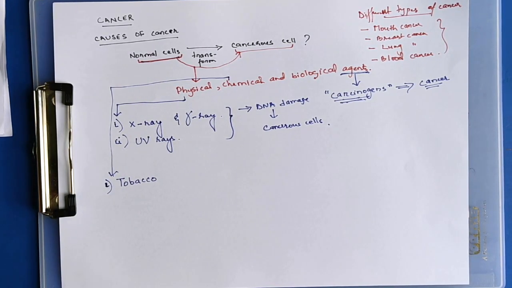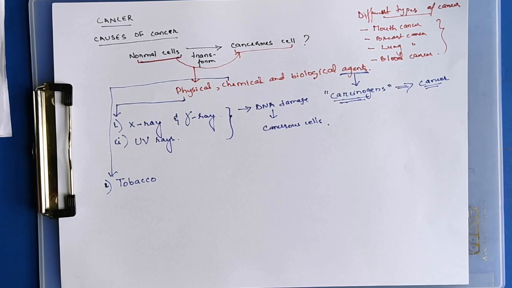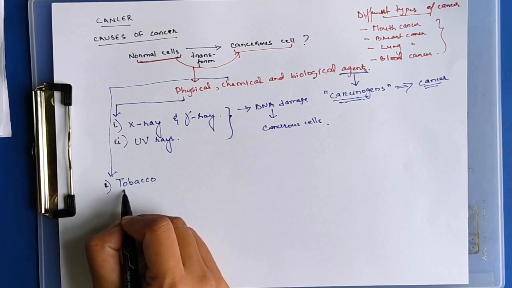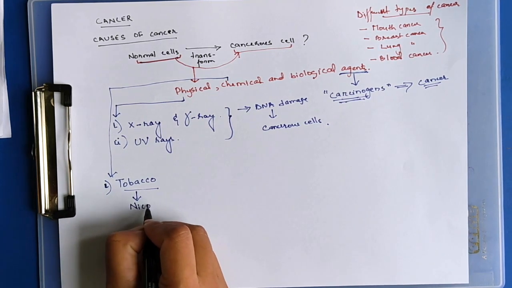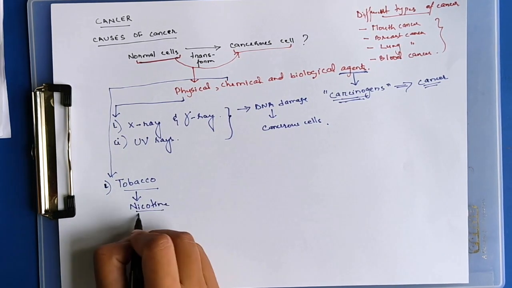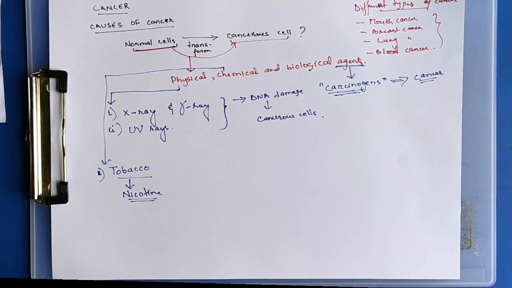Cigarettes, it can be chewed also. Zarda, khaini. Tobacco contains a very harmful chemical substance which is known as nicotine.